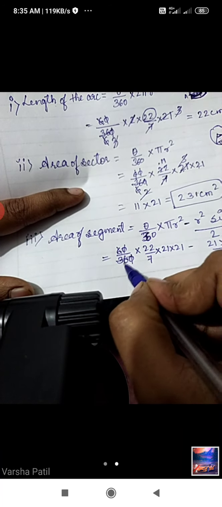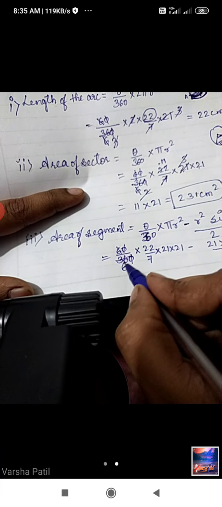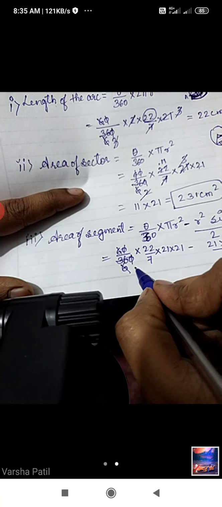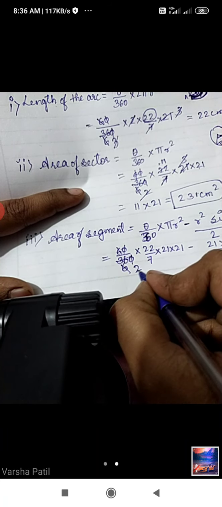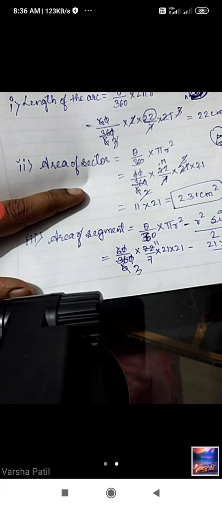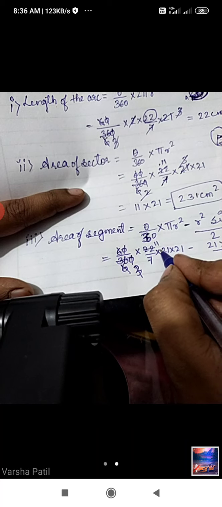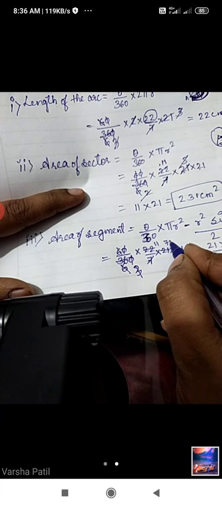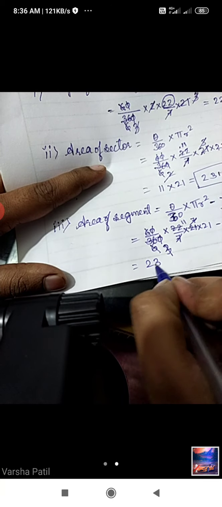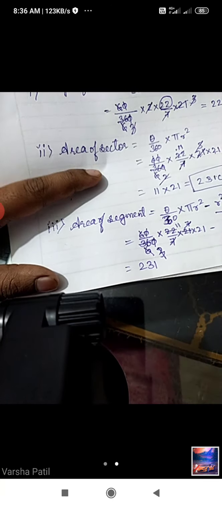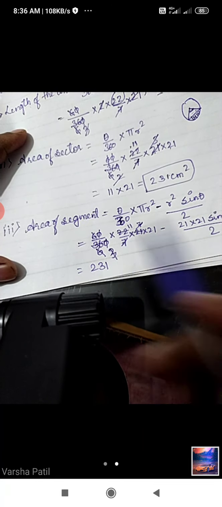6 ones are 6. Correct? 6 how much are? 6 twos are 12, 3 twos are 6, 2 threes are 6 and 2 elevens are 22. Correct? 3 ones are 3, 3 sevens are 21. 7 and 7 cancel. Again 11 into 21 is remaining. That is nothing but 231 only. So this part is 231. This one is solved. Correct? All the cancellation we have made, we got 231.